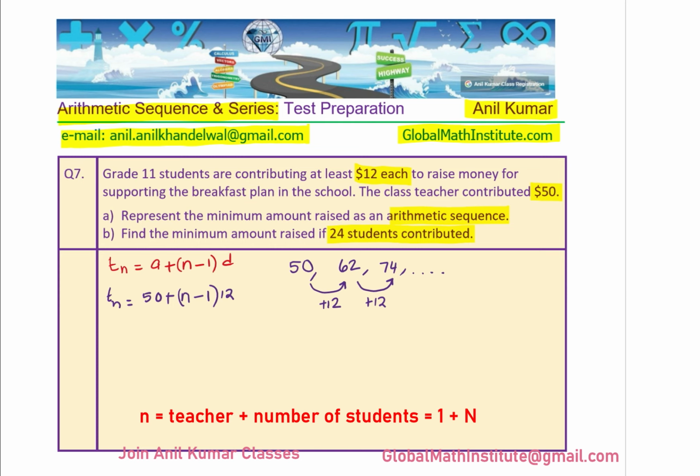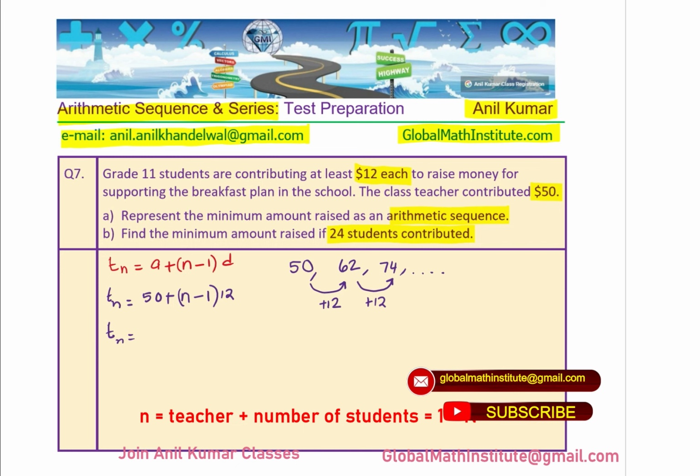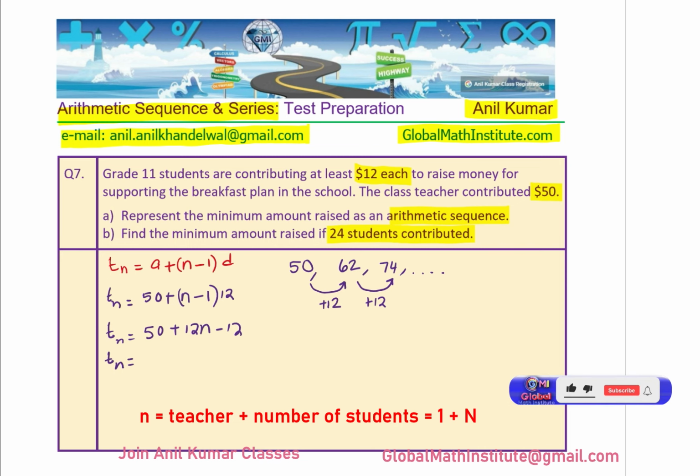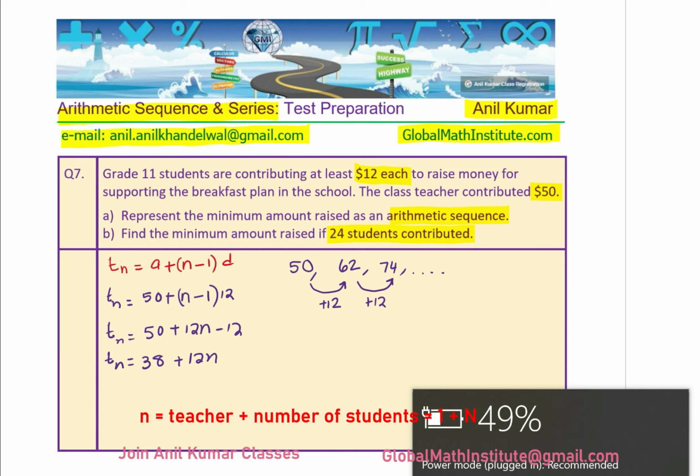Makes sense, correct? So we can actually simplify this expression by multiplying by 12. So it comes to 50 plus 12n minus 12, or the nth term, where n is the number of students contributing. You get the idea. So teacher's contribution is 50, so we have here 50 minus 12, which is 38 plus 12n. So look here, very interesting, we have a formula.